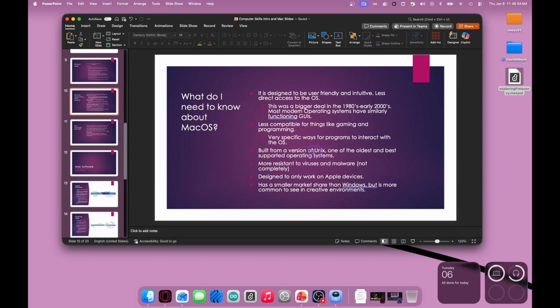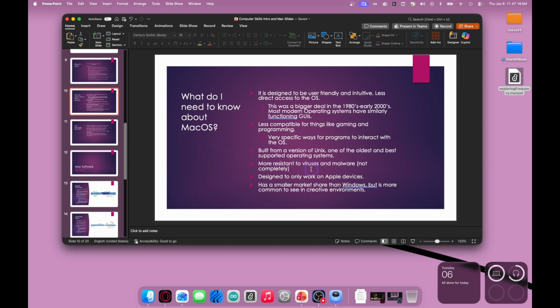But it is built out of a version of Unix, which, the real short version, is one of the oldest and best supported operating systems that's more or less still in use today. A lot of things are built out of it. So there are some similarities between different things, but by this point especially, it has become its own thing.